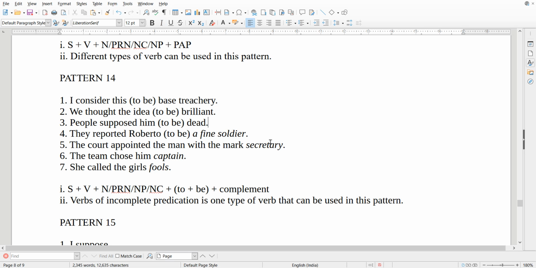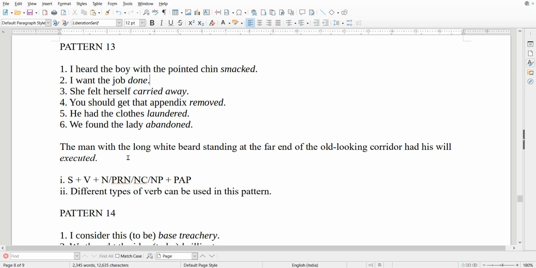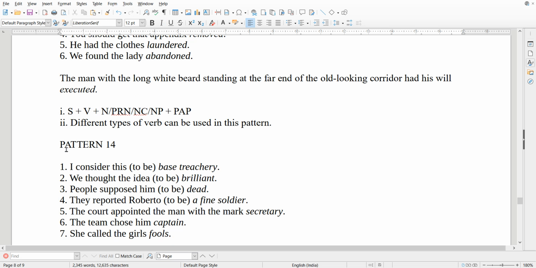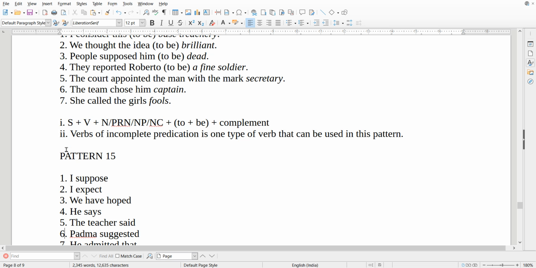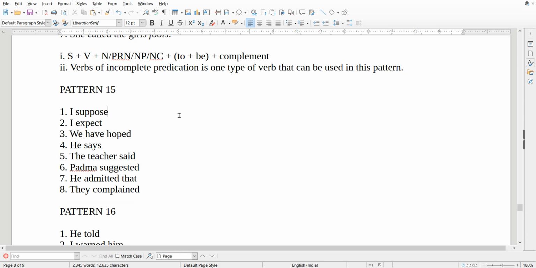So the structure again is complement. The complement can be a noun phrase or an adjective phrase, basically anything that does the work of a noun or an adjective. You can make sentences like this. I'm moving on to the next pattern. There are more verbs: appoint, choose, elect, make, call, name, nominate, crown, christen. For more, please visit my website. I'll be posting more sentences and more verbs there.